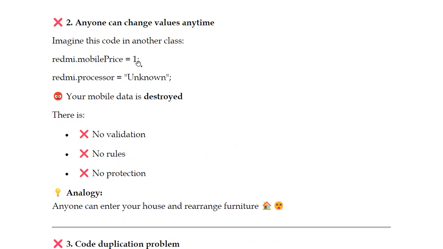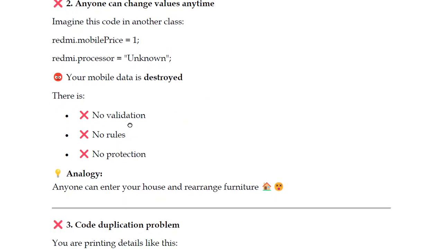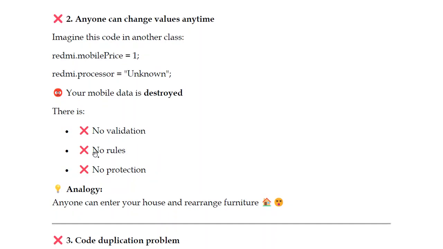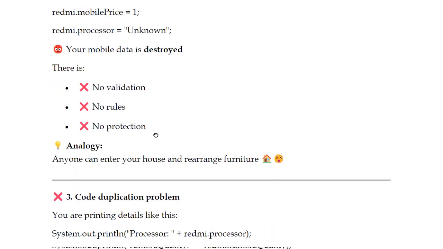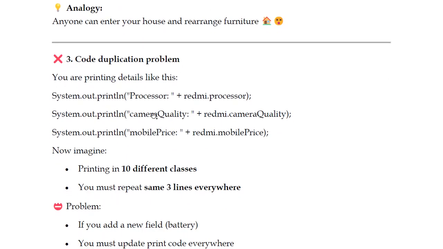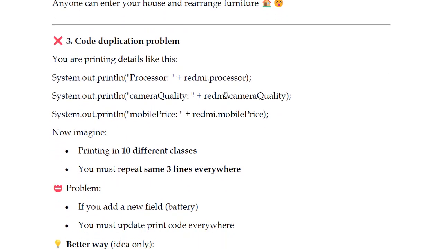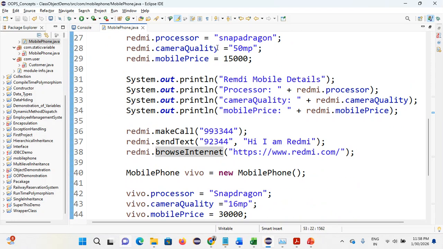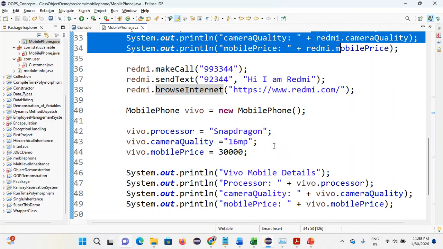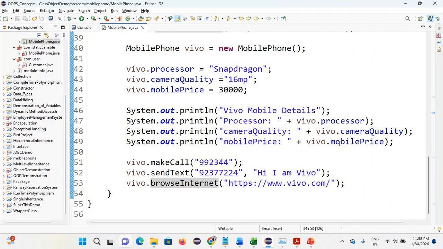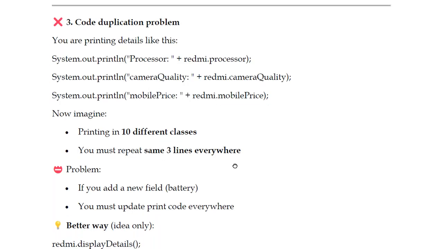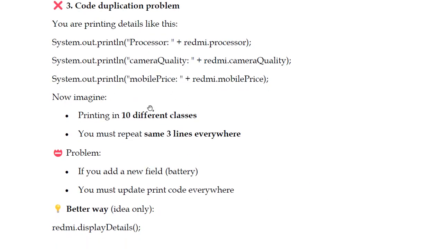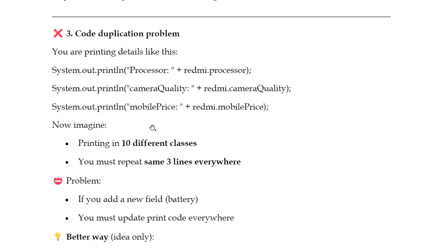Mobile price equal to one, processor equal to unknown. So your mobile data is completely destroyed. There are no rules or validation, no protection. One more problem is code duplication. If I'm using Redmi dot processor, Redmi dot camera quality for one class, and I have 10 classes, I'm repeating the code. Likewise, Vivo dot processor, Vivo dot camera quality, mobile price. It's not the right one. You should avoid this duplication. In future, while I'm discussing encapsulation, I will explain how to cut this short.